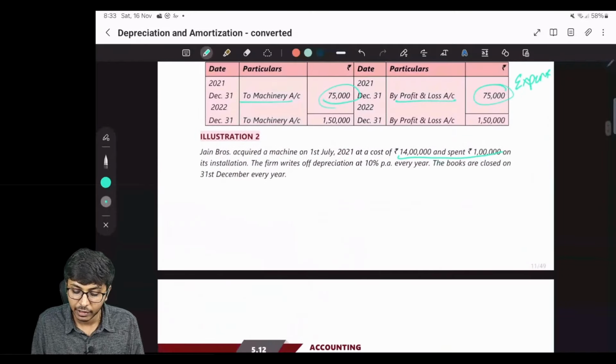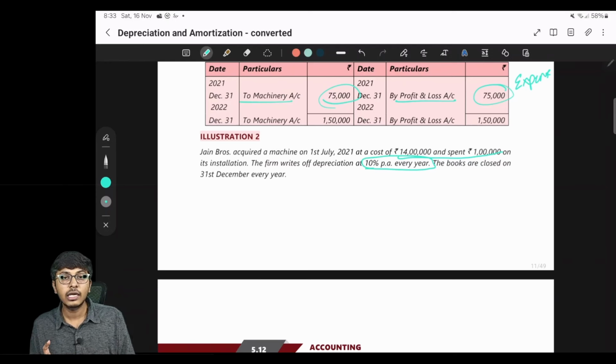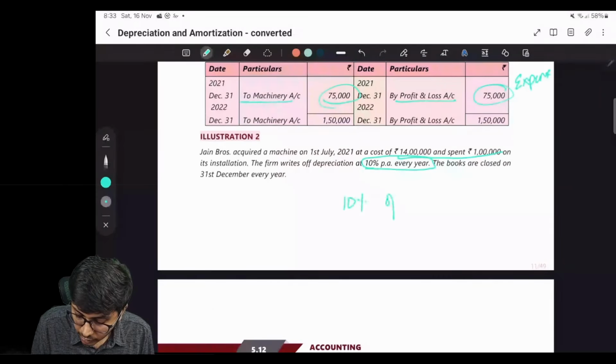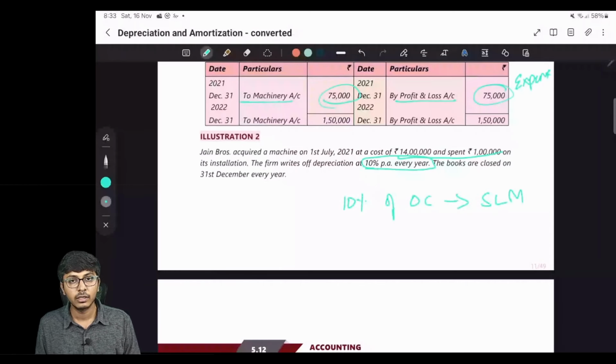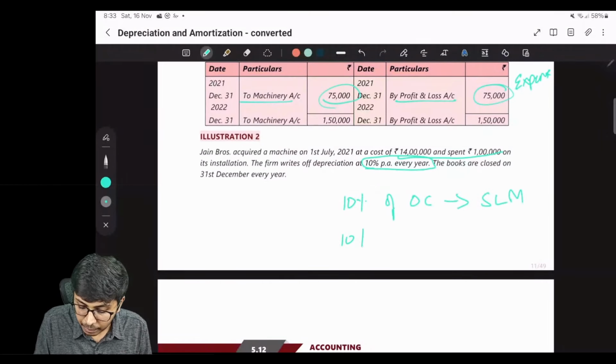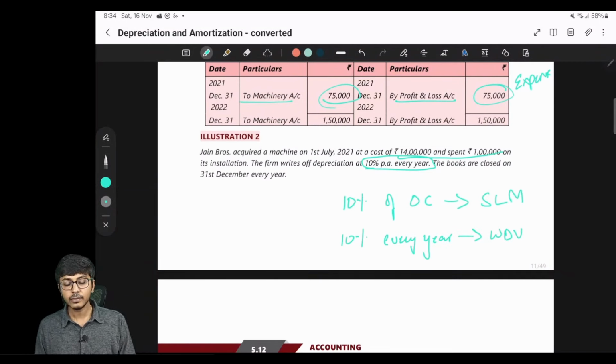See how to identify whether it is written down value or straight line method. See this question. The firm writes off depreciation at 10% every year. They did not tell 10% of original cost. If they had told 10% of original cost, then that will be SLM method, correct? If they have told 10% every year, then this is WDV method. Are you understanding the key difference here?